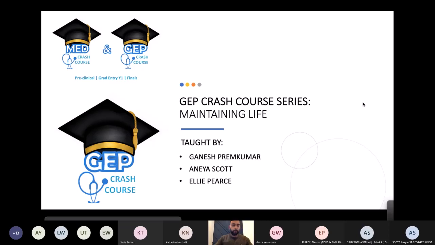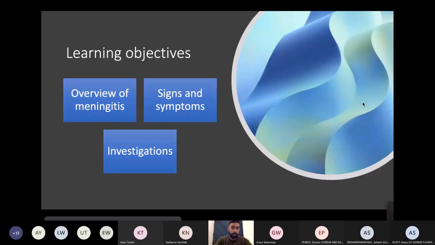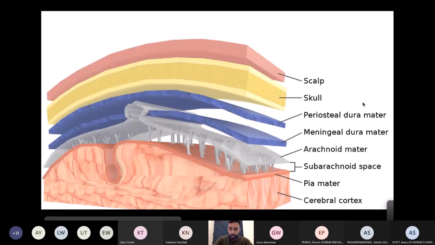Okay, so for our next topic, we'll be going through meningitis. Again, like hepatitis, it just means inflammation of the meninges. It can be due to an infectious cause and non-infective causes. So we'll have an overview of what meningitis is, different causes, signs and symptoms, and the investigations. I'll try to build a picture of what your patient with meningitis is like.